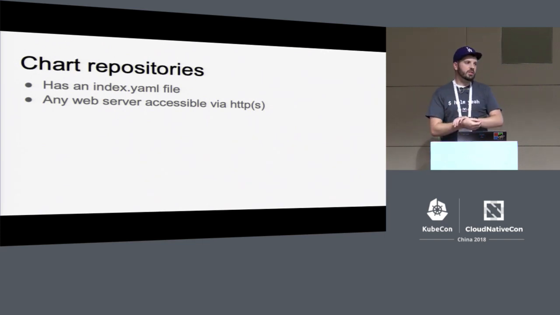The other thing that's been released in the past year is something called Chart Museum. Instead of having to do all the work of packaging up the charts yourself, Chart Museum is an API that you can submit your chart to, and it will automatically update the index and everything for you. It's a great open source project. It's under the Helm umbrella. So if you're interested in that, we can talk some more after.